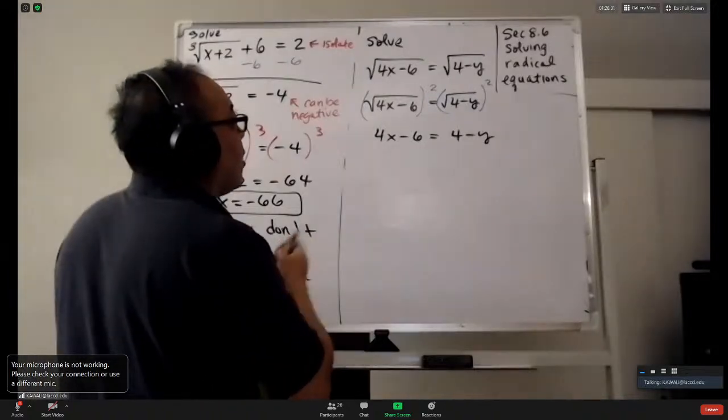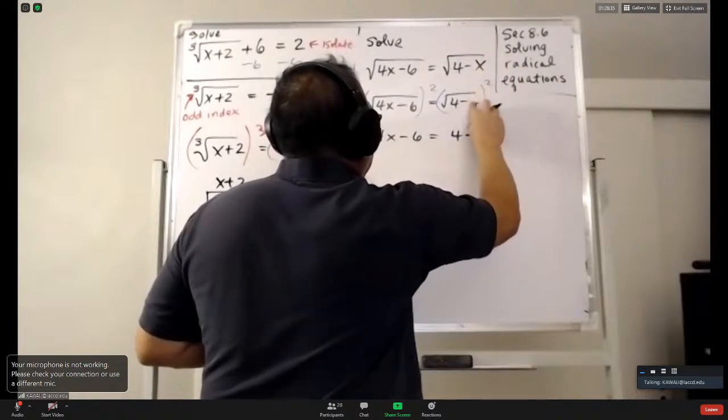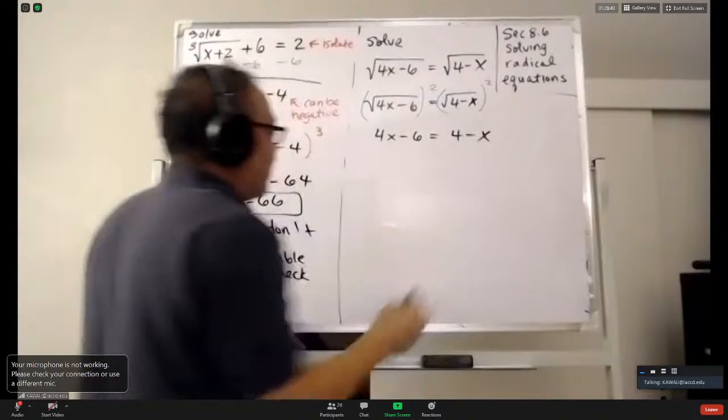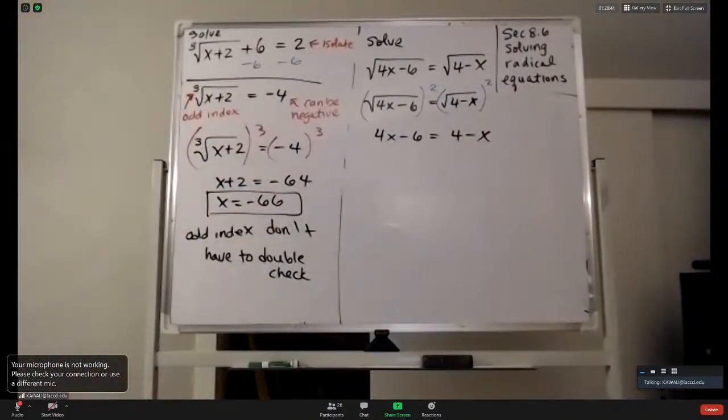Oops. Oh, I'm sorry. This is supposed to be an X, not a Y. I don't know where that Y came from. You'll only have one variable. Sorry, I didn't mean to freak people out. That should be an X. So go ahead, solve that.